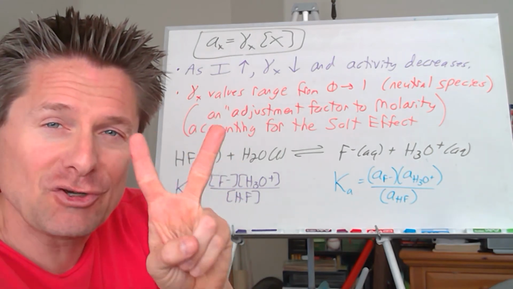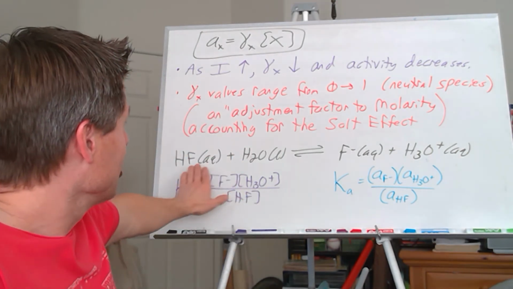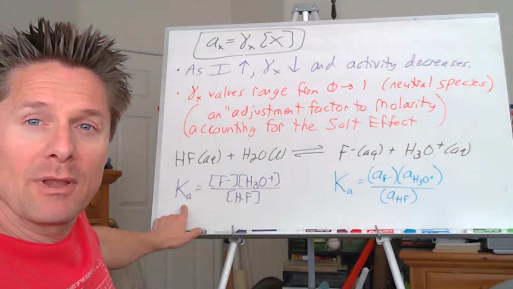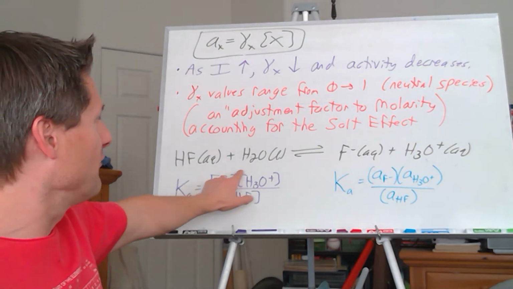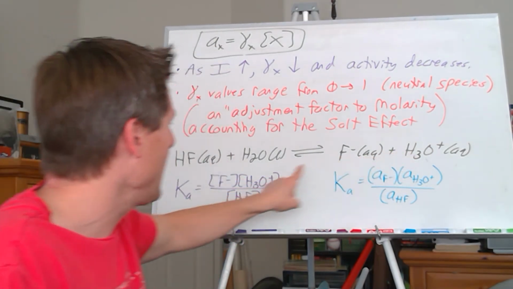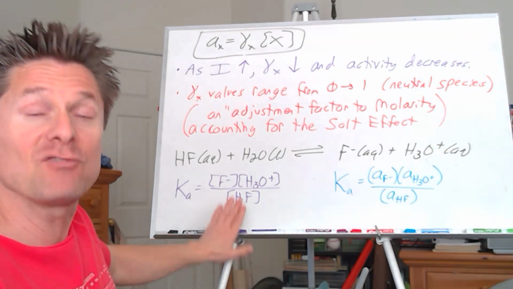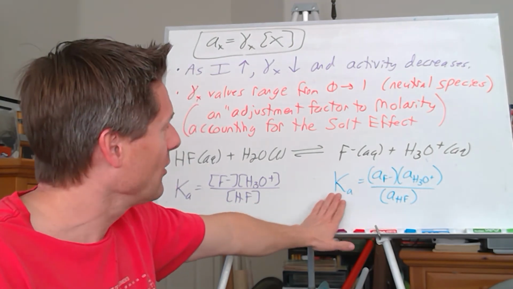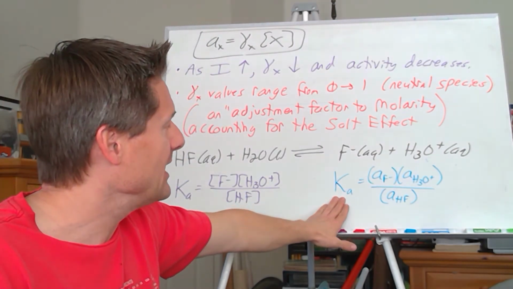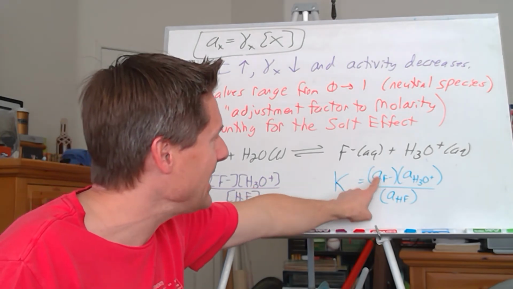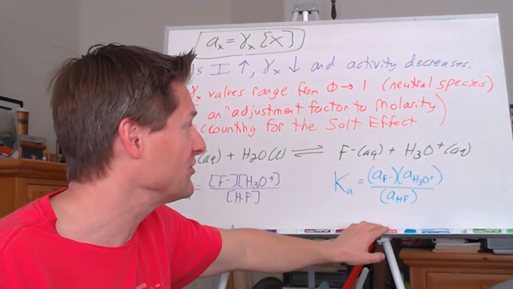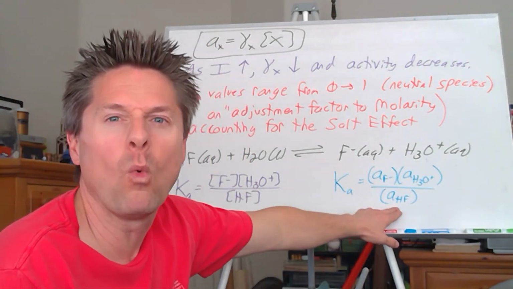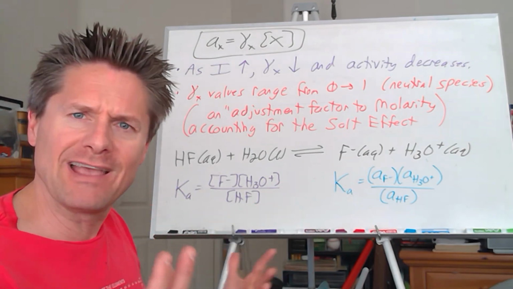So there are 2 ways we can set up the equilibrium expression now. Let's take that weak acid we started with, hydrofluoric acid ionizing. We set up the equilibrium expression: the equilibrium constant is the fluoride ion molarity times the hydronium ion molarity divided by the HF molarity. That's what we've been doing so far. But now what we really should be using is activities. So the equilibrium constant, the Ka, is the activity of the fluoride ion, the effective concentration or adjusted molarity, times the activity of the hydronium, divided by the activity of HF, which would be 1. It's a neutral species.